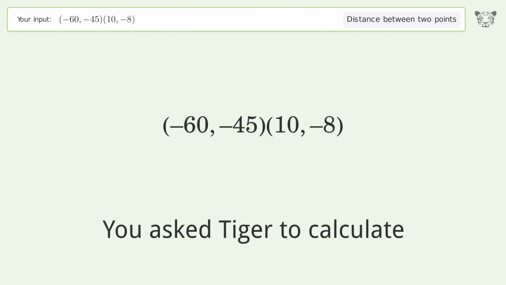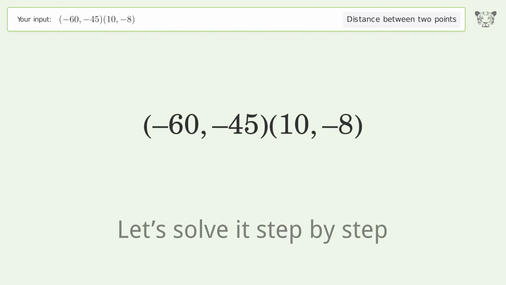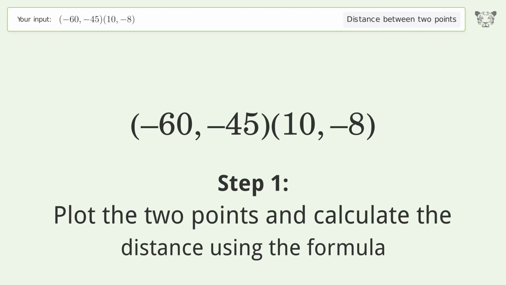You ask Tiger to calculate. This deals with the distance between 2 points. The distance between the 2 points is the square root of 6,269, or 79.177. Let's solve it step by step. Plot the 2 points and calculate the distance using the formula.